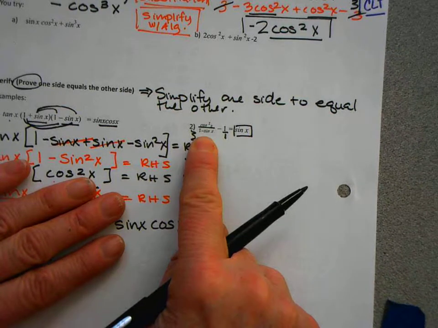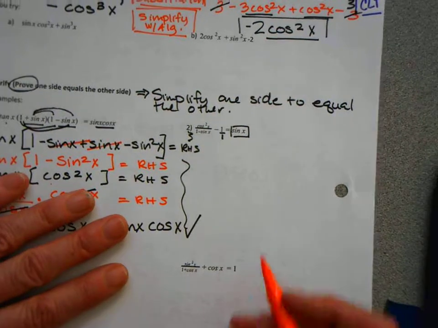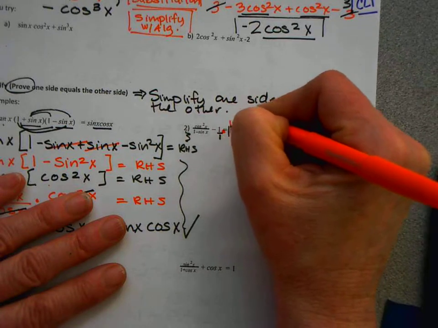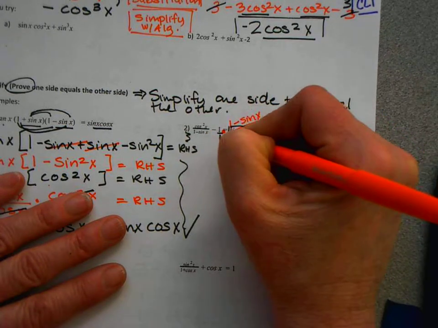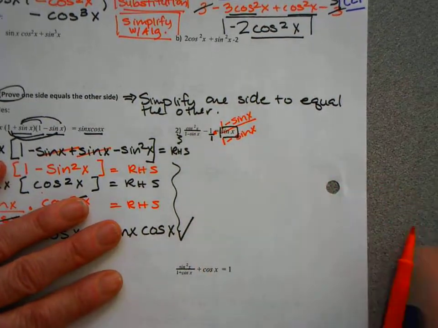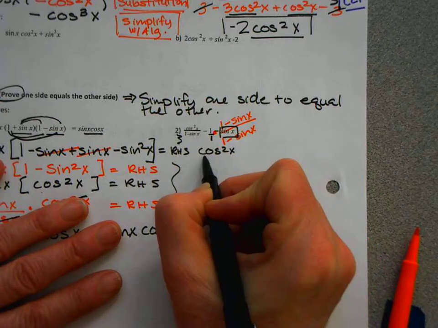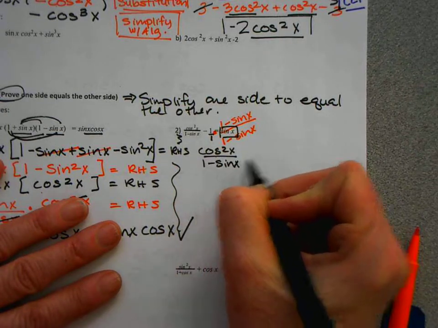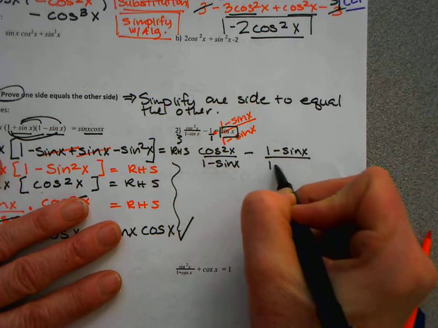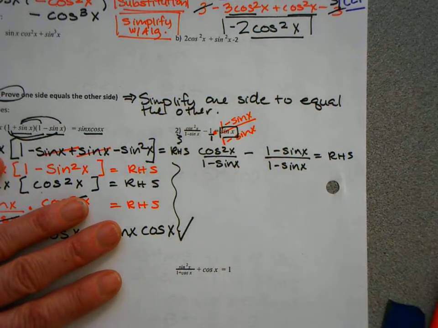Well, the only possible denominator is 1 minus the sine x. So what I'm going to do is multiply both the numerator and the denominator by 1 minus the sine of x over 1 minus, okay? So this is what I will get: cosine squared x over 1 minus sine x, minus 1 minus the sine of x over 1 minus the sine of x, equals the right-hand side, which is sine of x.